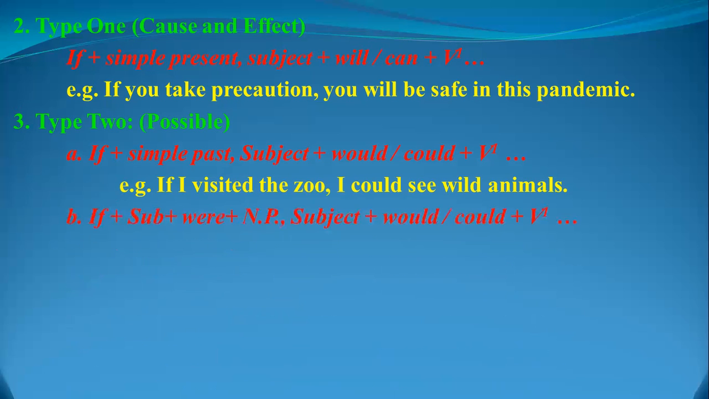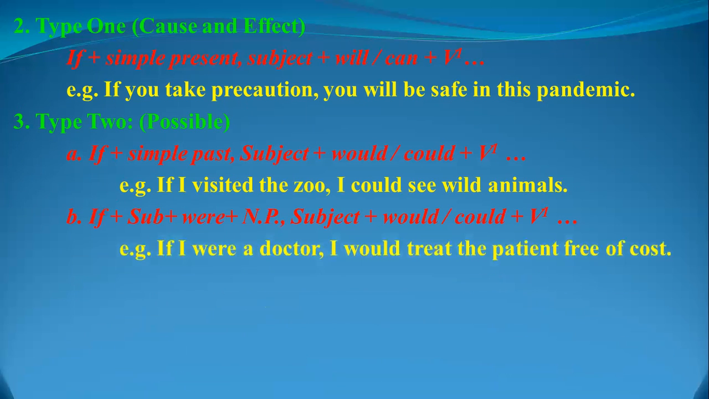Next, structure number 2 for type 2, possible: if plus subject plus were plus noun phrase, subject, would, could plus verb 1. NP means noun phrase, which you know very well. A noun phrase means a group of words that indicates a noun.